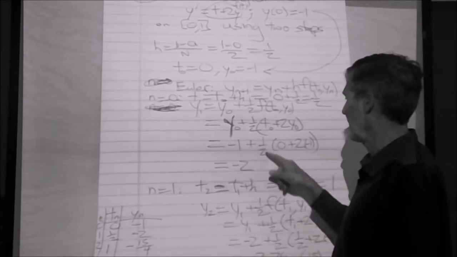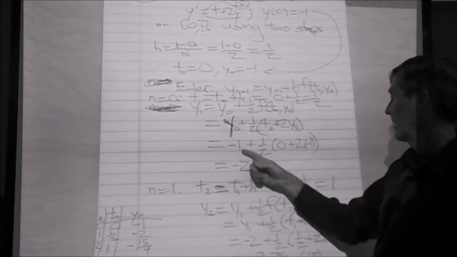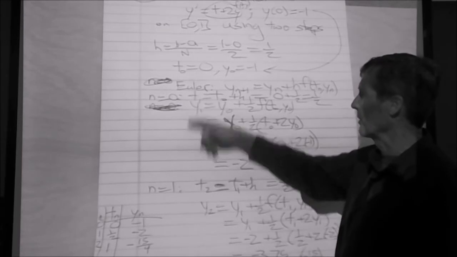So we take y0 plus 1/2, and then if f is t plus 2y, then f of t0, y0 is t0 plus 2y0, right? So I've got y0 plus h, f is t0 plus 2y0, which is 0 plus 2 times minus 1 for the initial condition that we had up here. And when we take minus 1 plus minus 1, we get minus 2. So y1 is minus 2. Now we put n equals 1. We're going through a little loop here. Euler's method is an algorithm.